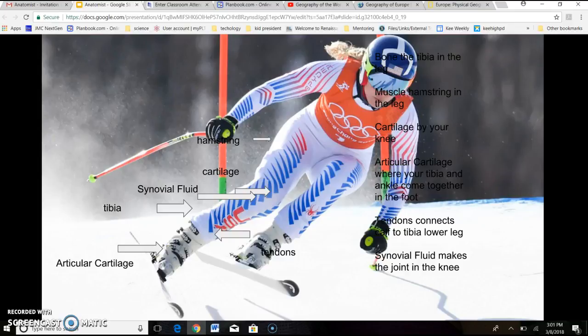Bone, the tibia in the leg. Muscle, the hamstring in the leg. Cartilage by your knee. Articular cartilage where your tibia and ankle come together in the foot. Tendons connecting the calf to the tibia in the lower leg. Synovial fluid makes the joint in the knee work.